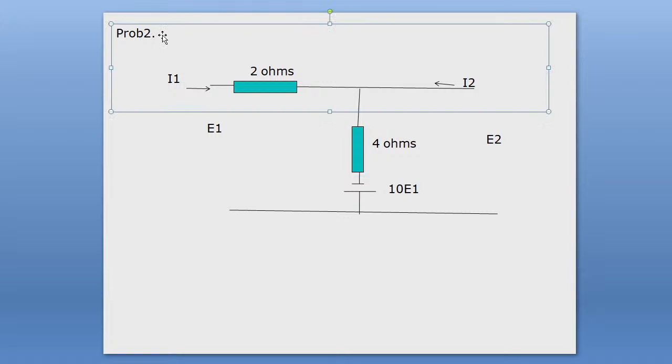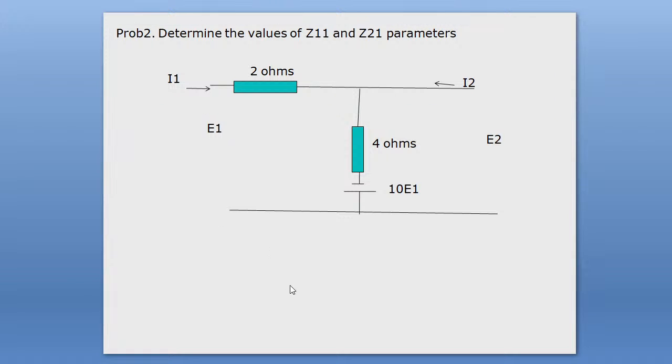Problem is that determine the values of Z11 and Z21 parameters for the given network. Okay, for the given network, how do you solve this problem?